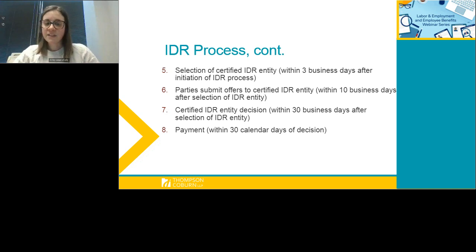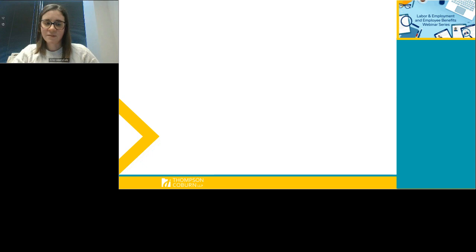And finally is the payment. That must be paid within 30 calendar days of the decision. Importantly, there is an IDR entity fee. When both parties submit their offers, they both pay the fee, and then the winner of whichever offer is selected by the IDR entity, either the plan or the provider, does not have to pay the IDR entity fee. That amount is reimbursed to them. We'll go ahead. I think we're on to our next topic.